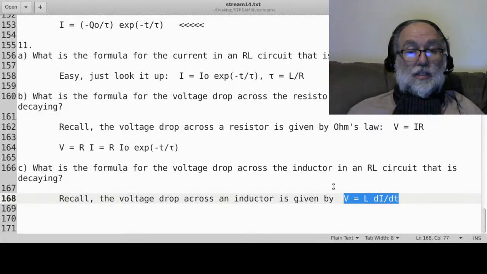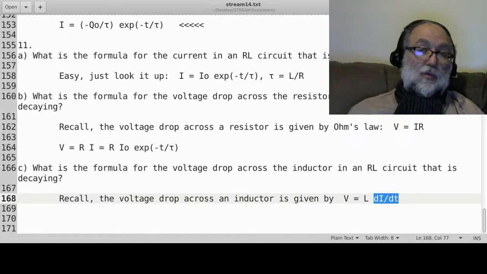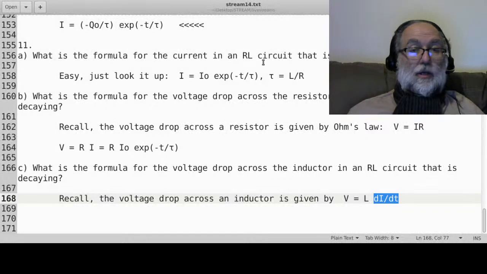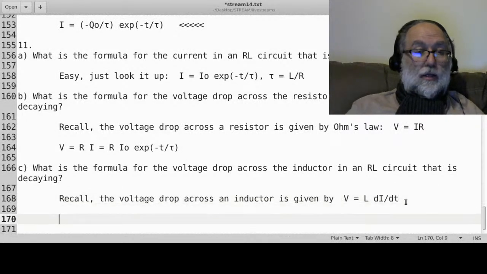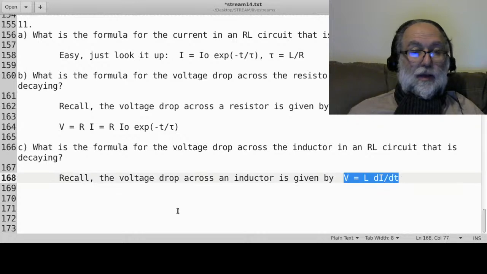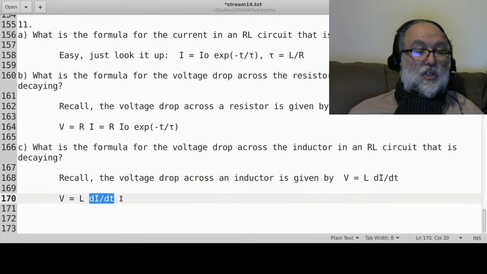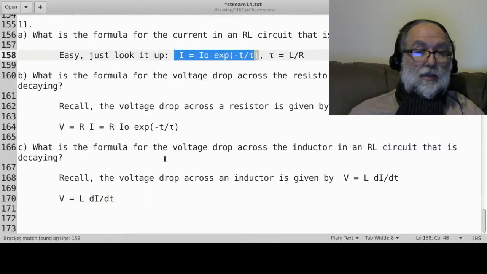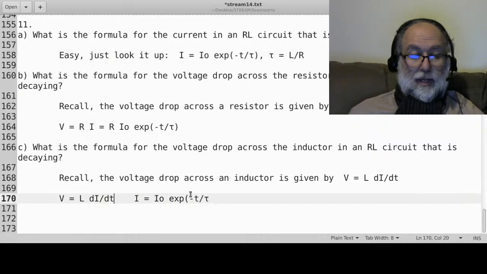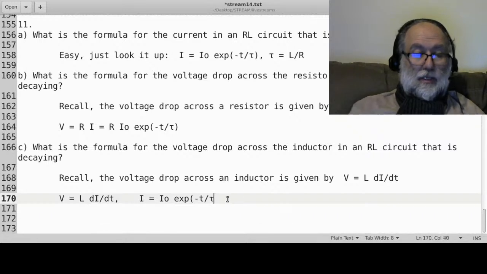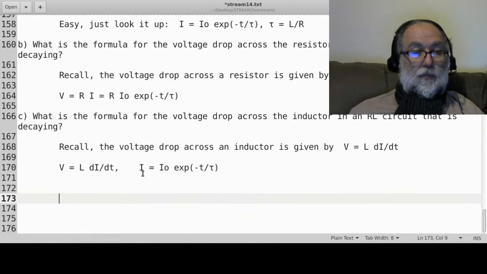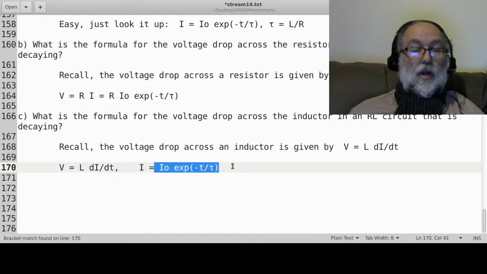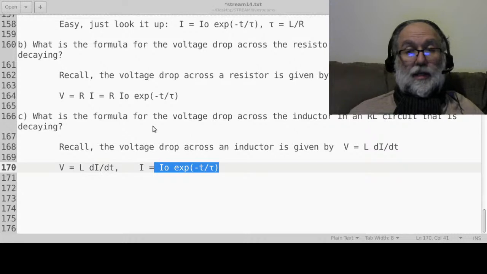Okay, so the voltage across an inductor is equal to the inductance multiplied by the rate at which the current is changing. And you go, well, how do I do that? Well, now you've got this formula, but notice that you have to differentiate I. And I is given by this. So you basically take this formula right here, differentiate it with respect to time, and multiply by L, and you'll get the voltage.